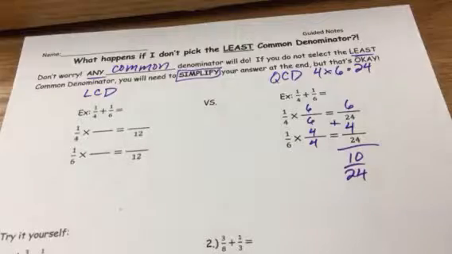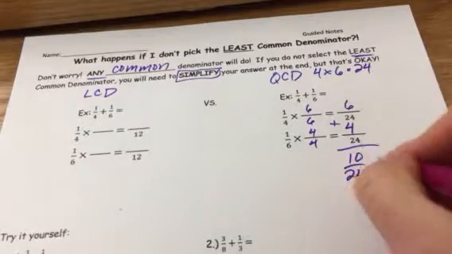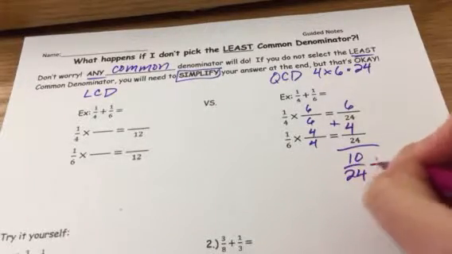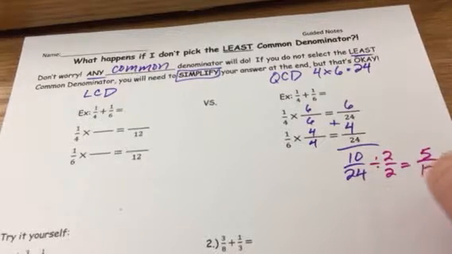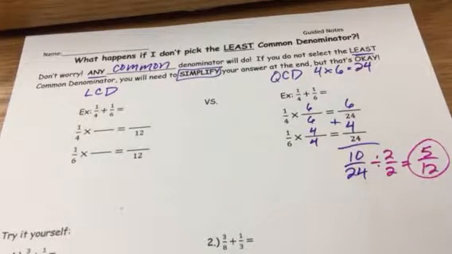That's a great answer. It's not perfect, though, because it is not fully in simplest form. So we need to simplify this. They're both even, so I know they're both divisible by 2. And we get 5/12 as our final answer.